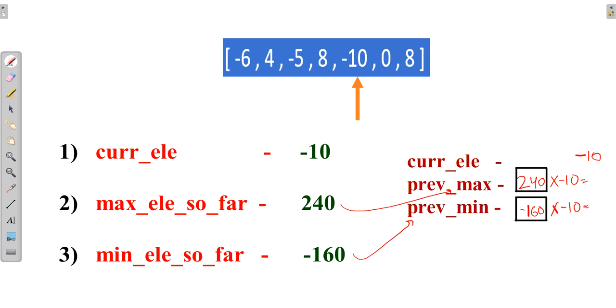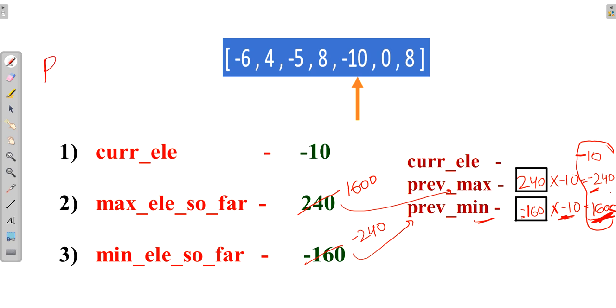Now you can see here we got 2 minus. Minus into minus will become positive 1600, whereas here we will get minus 240. So this time previous minimum into current element will become maximum element so far. Comparing these three, 1600 is the maximum element, whereas minus 240 is the minimum element so far.